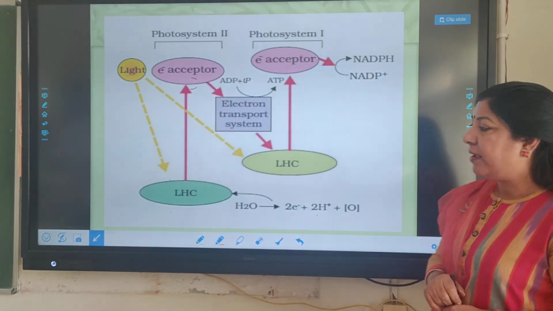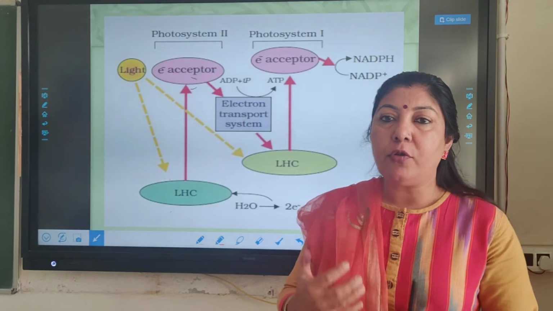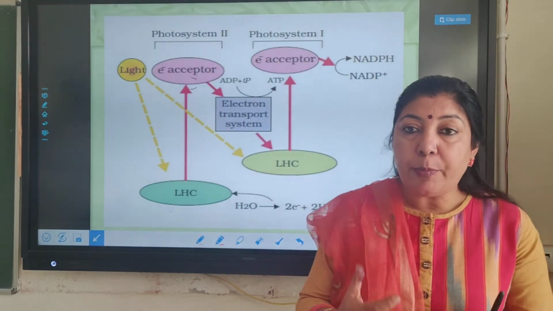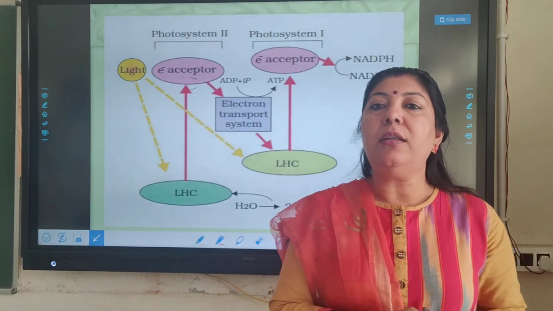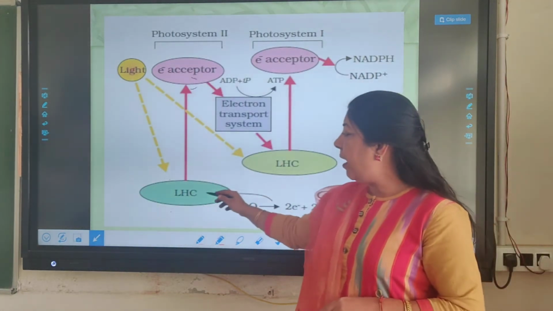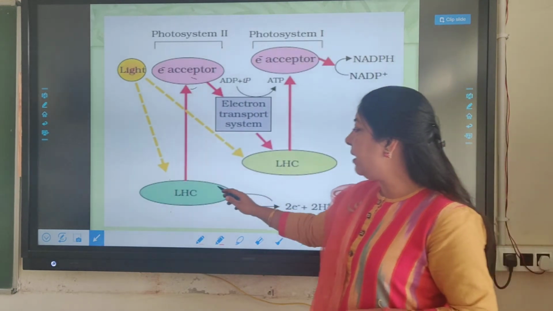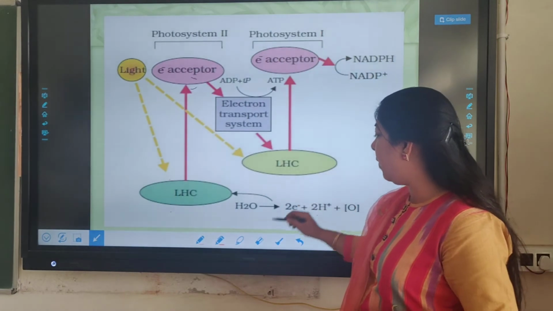So this is a non-cyclic type of photophosphorylation. What is photophosphorylation? The production of ATP and NADPH with the light energy is called photophosphorylation. So here you can see there are two light harvesting complexes. This is PS2 and this is PS1.